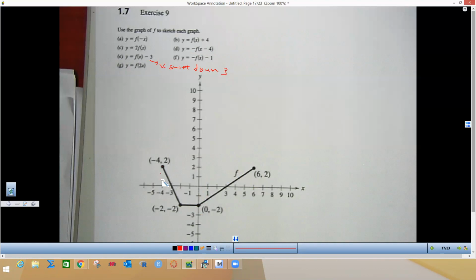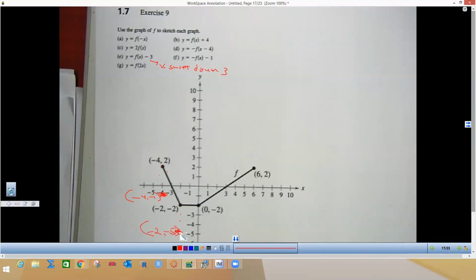1, 2, 3. Oh, wait a minute, that's only 2. I can't count. Let me move it down 3. So it's a 2, 2, 1, 2, 3. So it's going to be down here at negative 4, negative 1. Then I'm going to take this point down 1, 2, 3. So it's going to come down here at negative 2, negative 5.